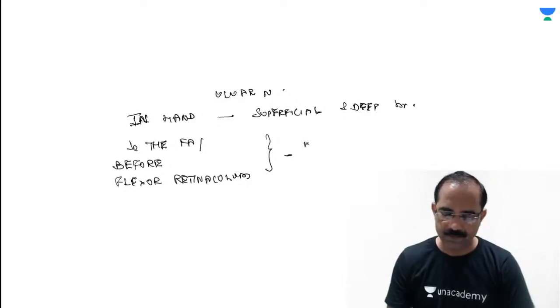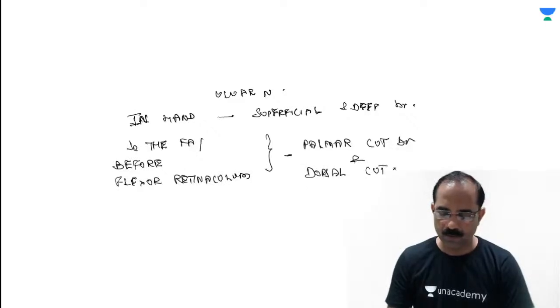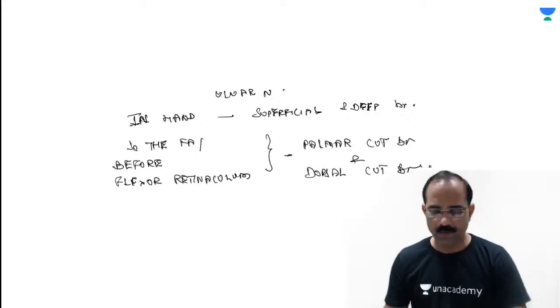This is the palmar cutaneous branch and dorsal cutaneous branch in the forearm.